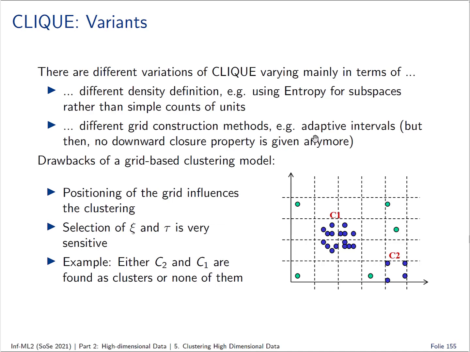Or some variations differ in grid construction methods. For example, there is one method that uses adaptive intervals, not fixed length intervals as in CLIQUE. In the first case, the downward closure property is still implemented, so the whole thing works as we just got to know it. In the latter case with adaptive intervals, the downward closure property is not implemented anymore, so in that case we need to use best first or something like that.